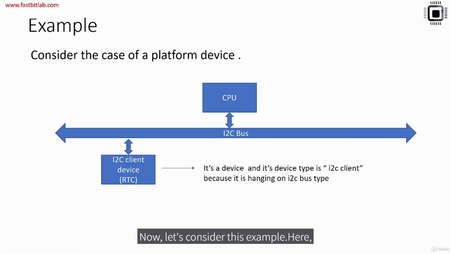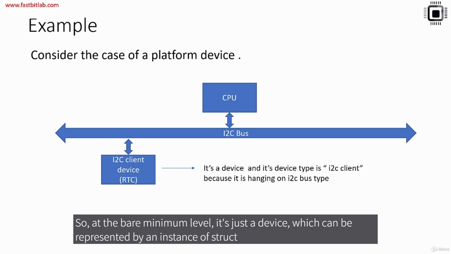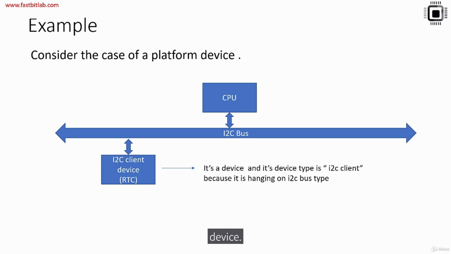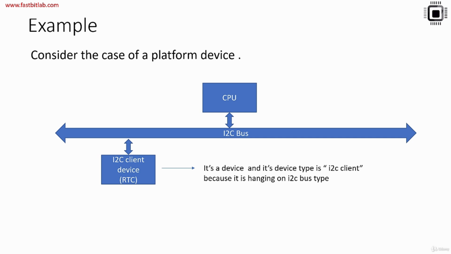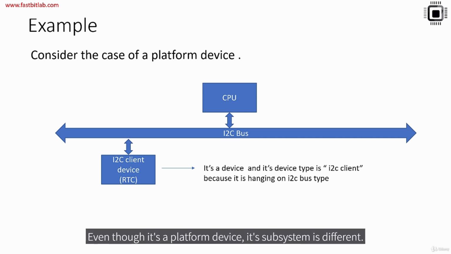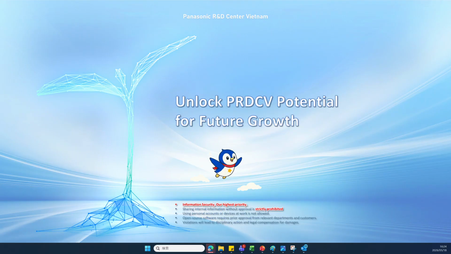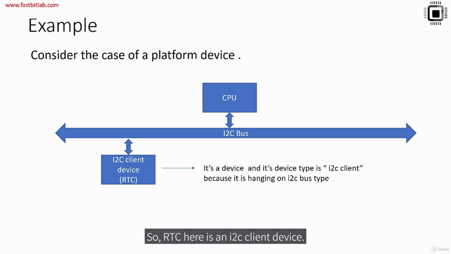Now let's consider this example. Here RTC is a device which is connected to the I2C bus. At the bare minimal level, it's just a device which can be represented by an instance of struct device. But this RTC device belongs to the I2C subsystem. So as per the I2C subsystem of Linux, we call it an I2C client device. Even though it's a platform device, its subsystem is different. So RTC here is an I2C client device.